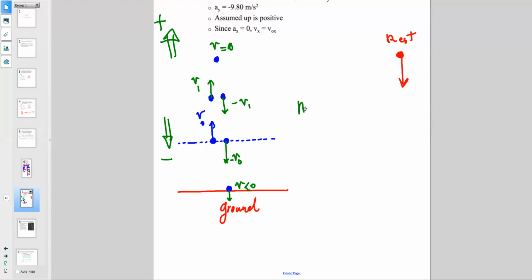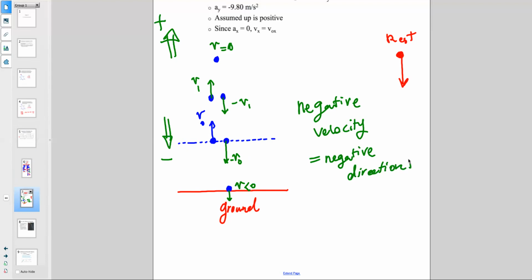So if I have negative velocity, it means that it is in the negative direction.